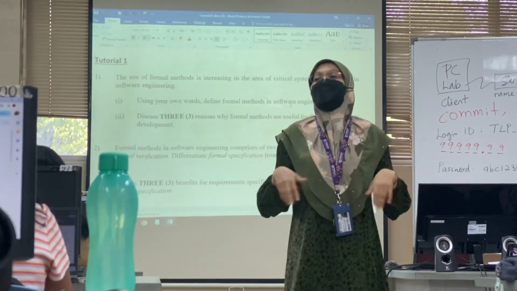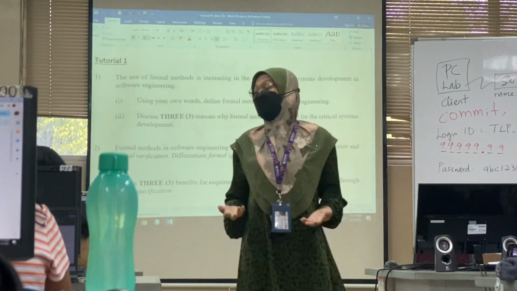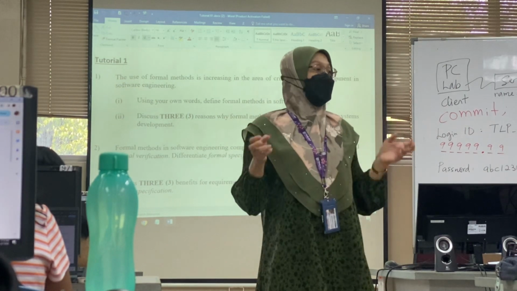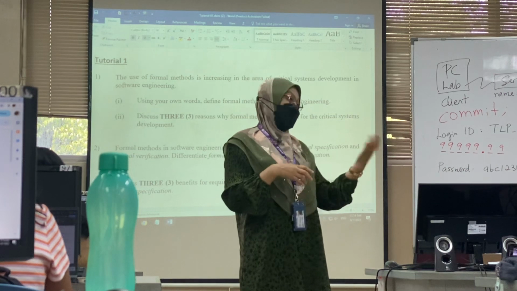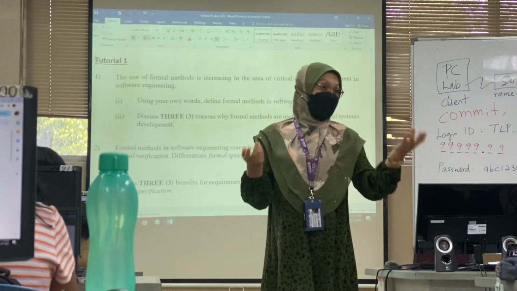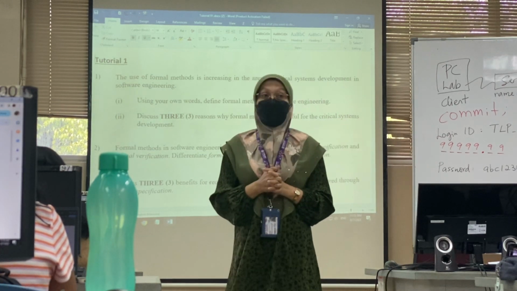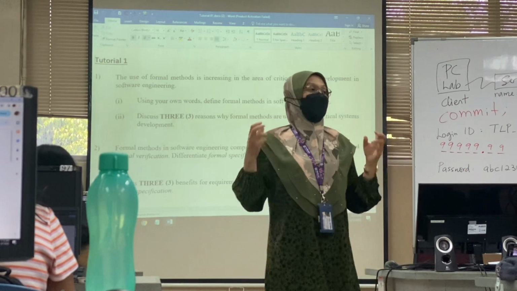So when you want to analyze the requirement and so on, the way that you represent the result later will be using mathematical notation, such as logic, such as algebra, your set theory, all those things that you have learned previously. So that is also what we say about formal methods.